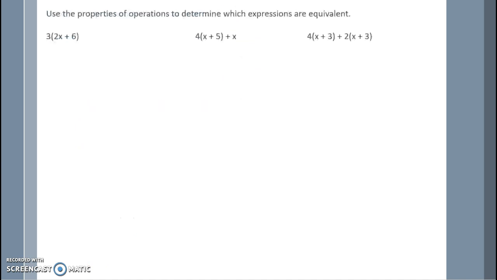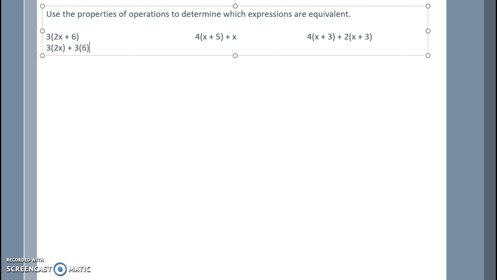Use the properties of operations to determine which expressions are equivalent to each other. I'll start with the one here on the left. I know then that we'll have 3 times 2x plus 3 times 6. That will give me 6x plus 18. All right, so let's move over to the next one.